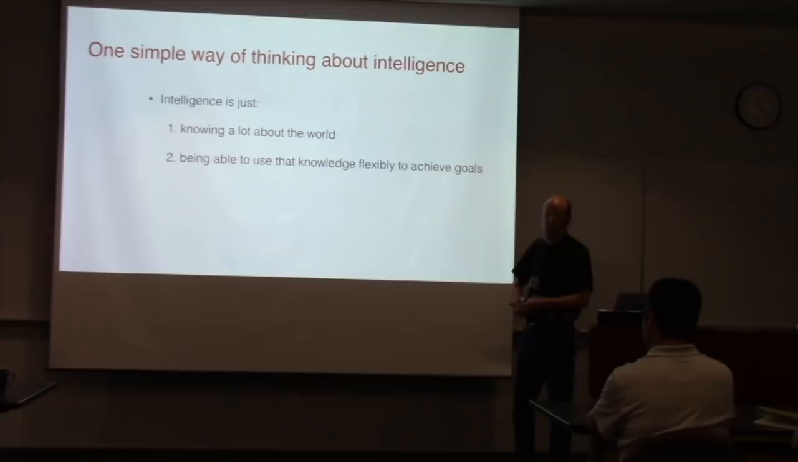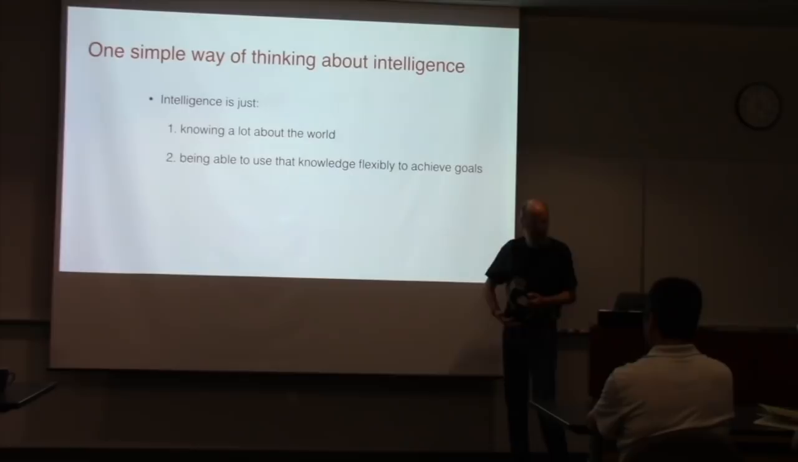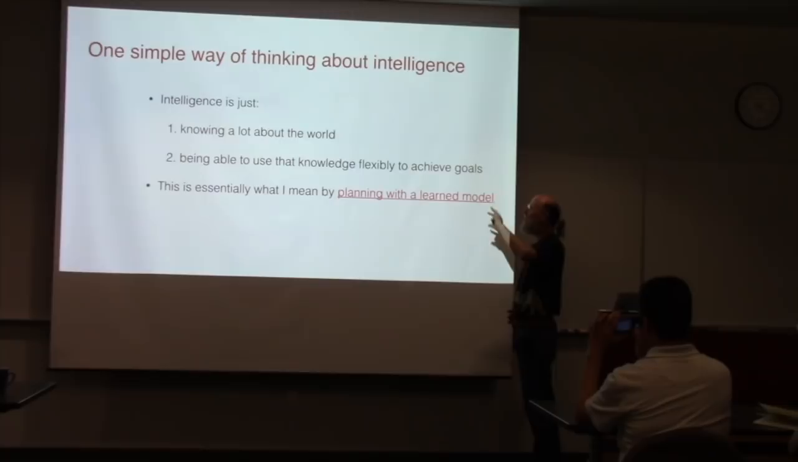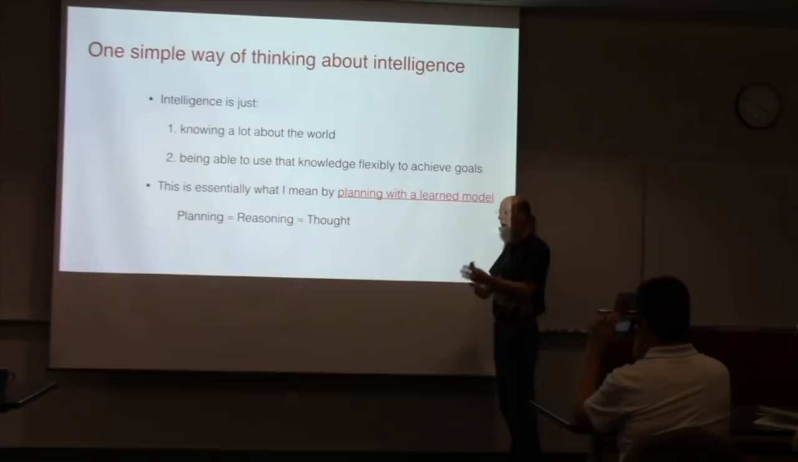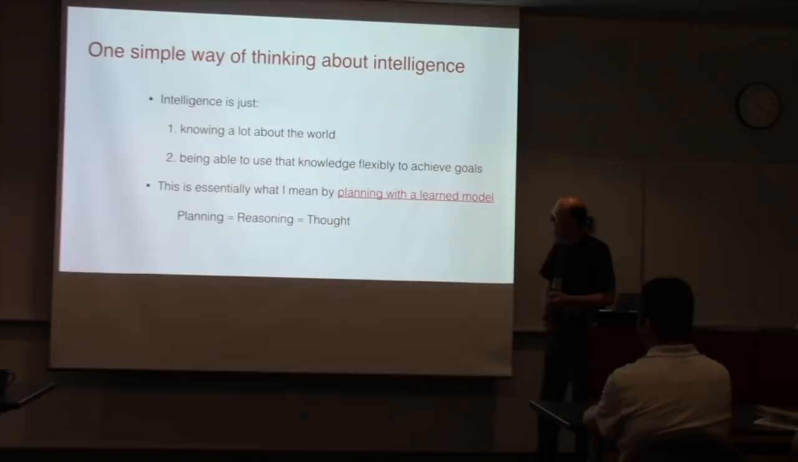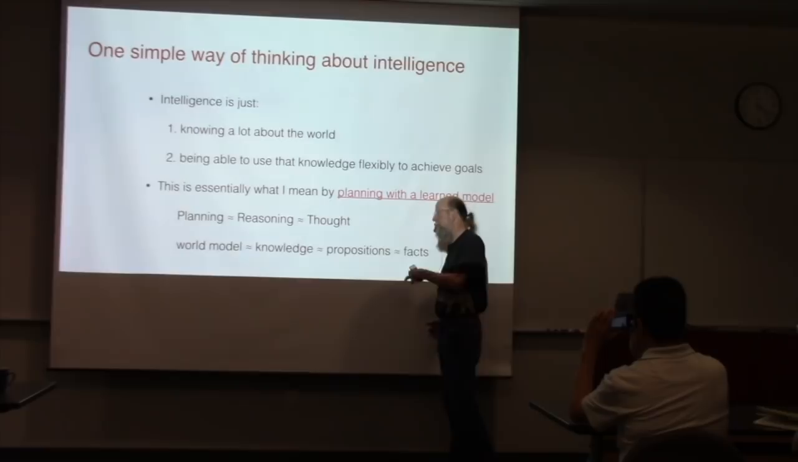We would call it reasoning, or we've used other words, but these things are essentially what I mean by planning with a learned model. The model is what you know a lot, and being able to use it is the planning part. So planning, to me, is the same thing as reasoning or thought. It means combining what you know to figure out what to do. And I would say the world model is essentially knowledge. It would be analogous to, if we thought in reasoning terms, propositions or facts about the world.